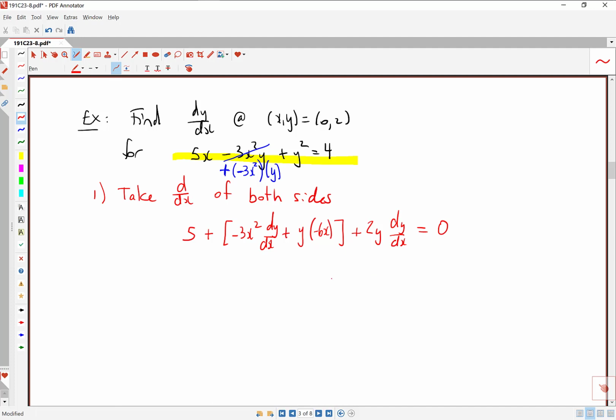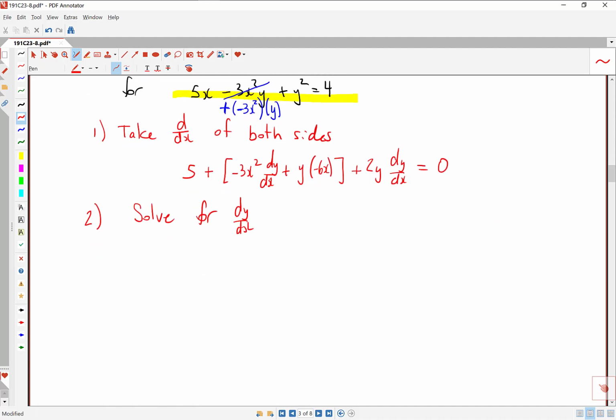Okay, so that's sort of the hard part of the problem, is taking derivatives of both sides of the equation with respect to x, and just remembering that if it is a y term that's being differentiated, we have to multiply by dy/dx. Okay, second major step is now we're just going to solve this equation that we've just created for dy/dx. So what that means is we want to get all the terms that have dy/dx in them on the left side, and we want to get all the non-dy/dx terms on the right side.